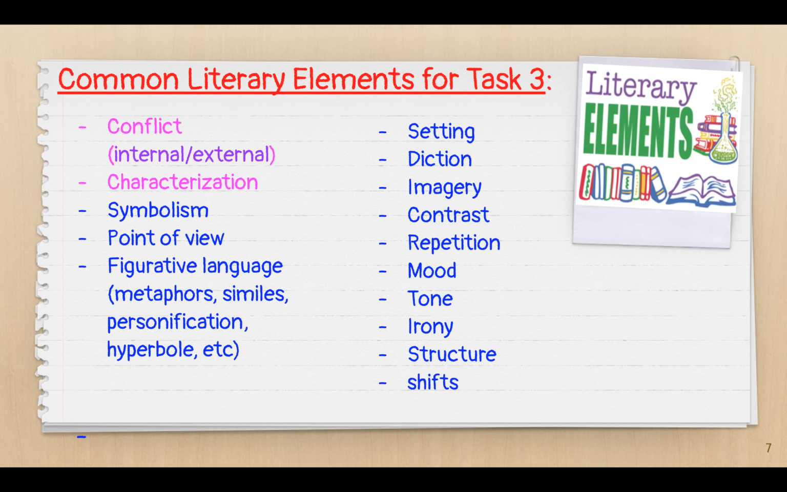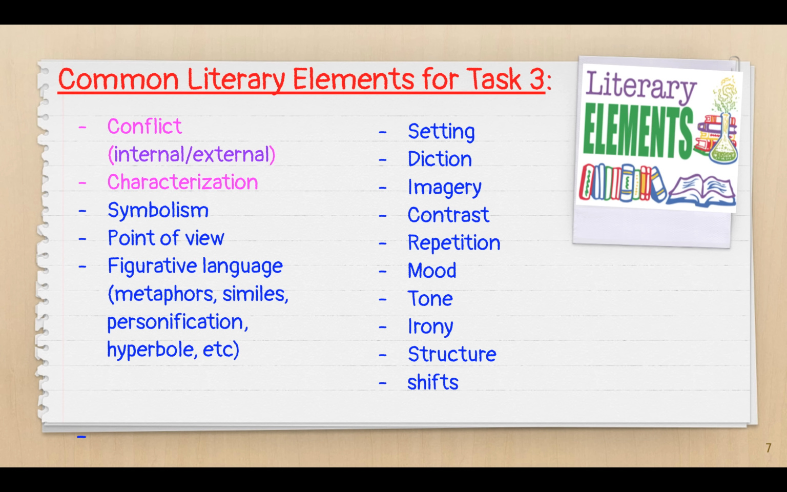Figurative language, if you do have a text that has lots of figurative language that relates to the essential idea, you should definitely use it. So you might use the broader umbrella term figurative language if you see metaphors, similes, personification, hyperbole. So you might see a variety of examples of figurative language, in which case you could choose figurative language to talk about and use all those as examples.